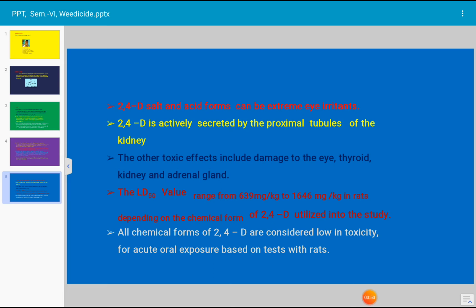The LD50 value ranges from 639 mg per kg to 1649 mg per kg in rats, depending on the chemical form of 2,4-D utilized in the study. All chemical forms of 2,4-D are considered low in toxicity for acute oral exposure based on tests with rats.